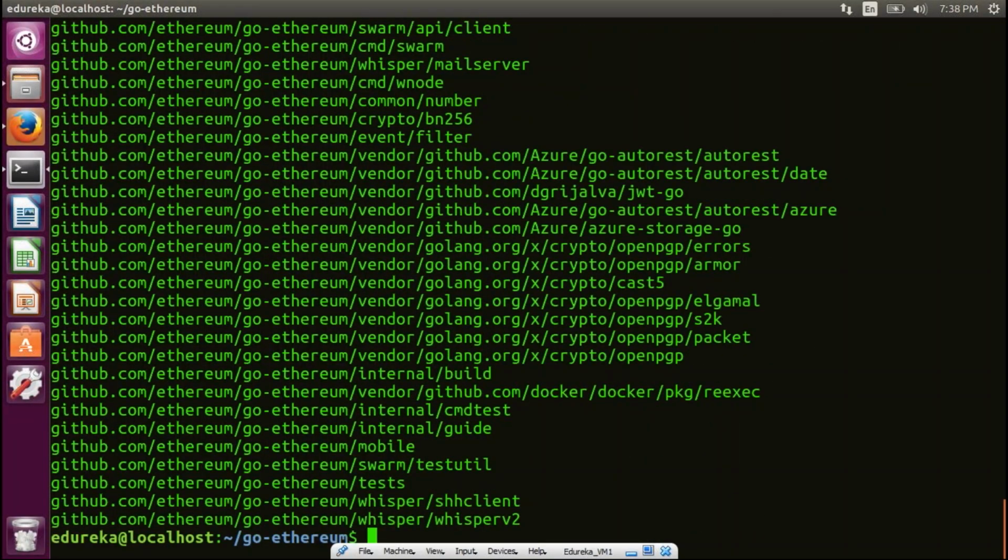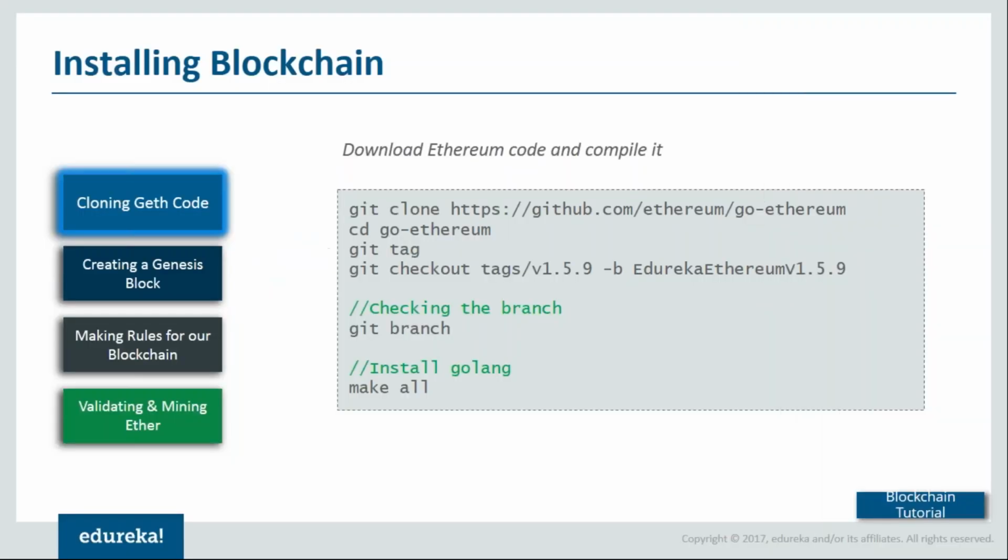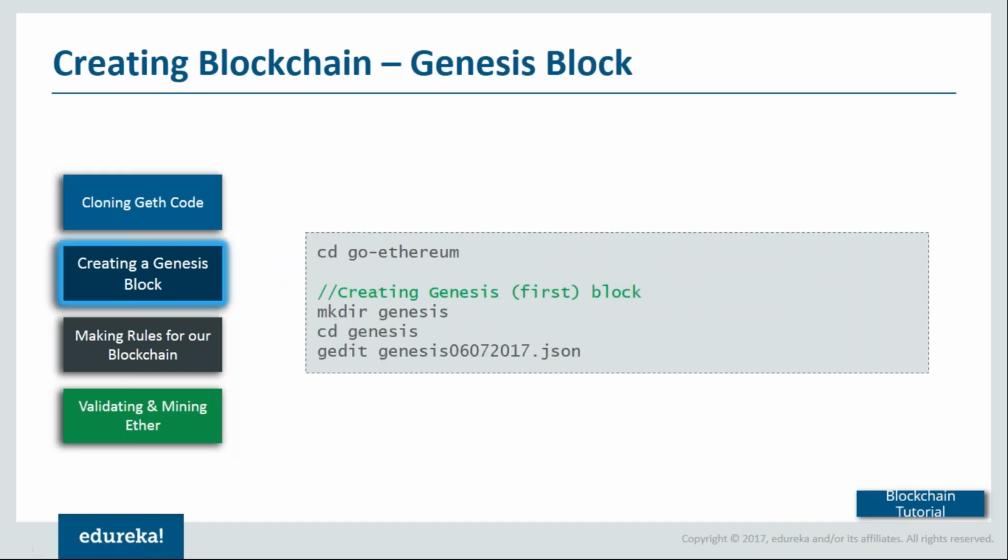Great, so with this we've completed the first phase of our demo. What we have successfully done is that we have cloned the Geth code from the Git repository. Now the next step is to create a Genesis block. Now what exactly is a Genesis block? Genesis block is always referred to as the first block or the 0th block of a blockchain. It basically contains the details with respect to the blockchain.